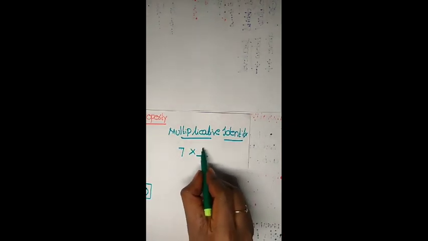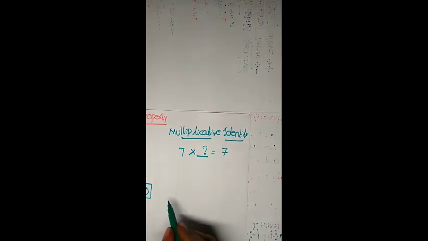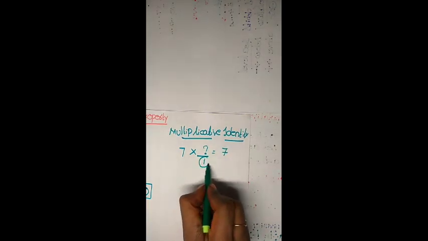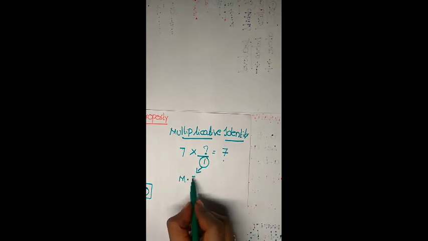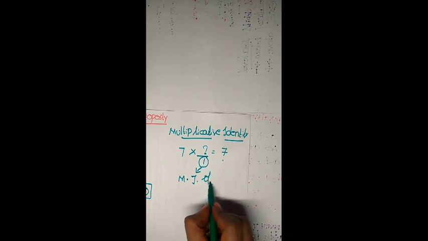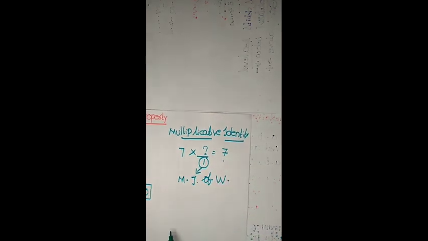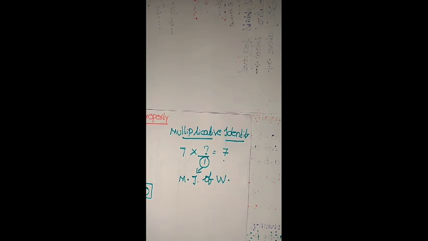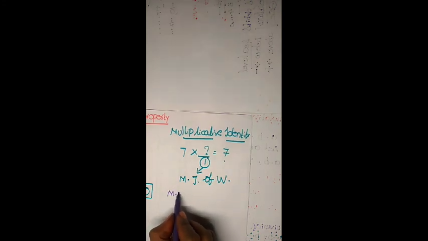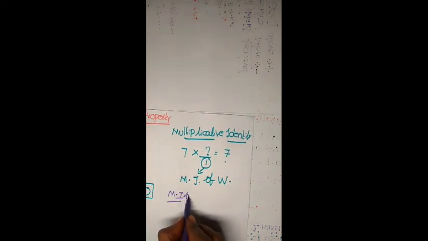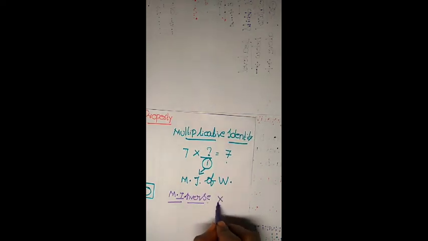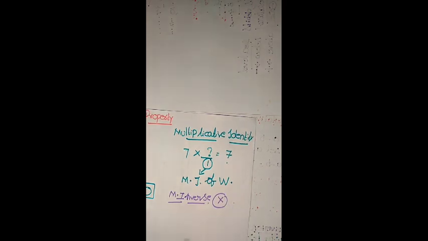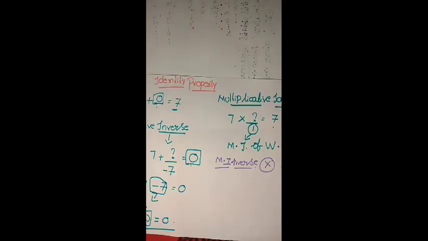Now let us check for the multiplicative identity. Here I have taken 7, and which number if you multiply by 7 gives 7? Obviously 1. So 1 is the multiplicative identity, here we are first checking for the whole numbers. Okay, next let us check the multiplicative inverse. As we have already checked the additive inverse for integers, now let us check whether there is a multiplicative inverse for integers or not. There will be no multiplicative inverse for integers.